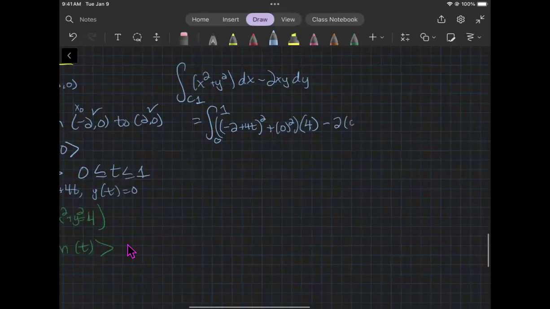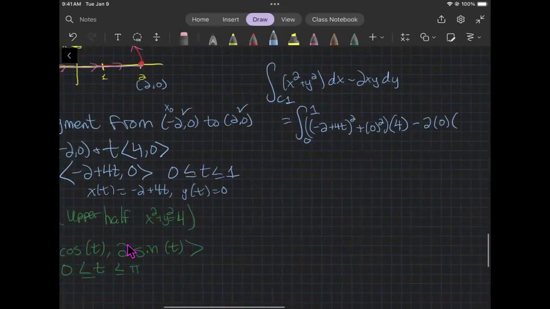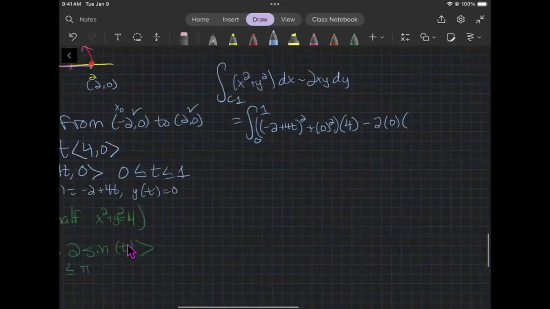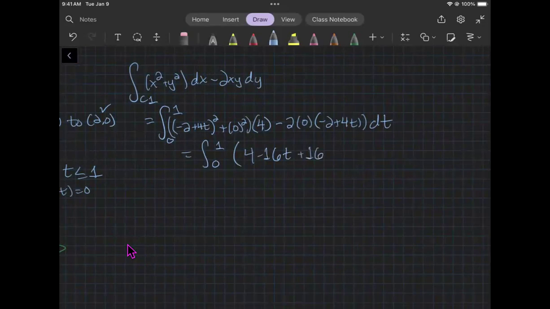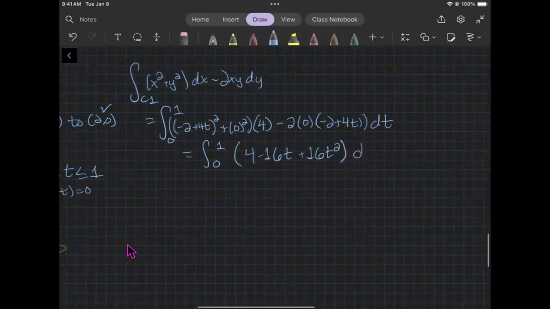Minus 2 times 0 times the x of t, so it'd be minus 2 plus 4t, dt. Okay, so this will reduce down to the integral from 0 to 1 of 4 minus 16t plus 16t squared dt, right?